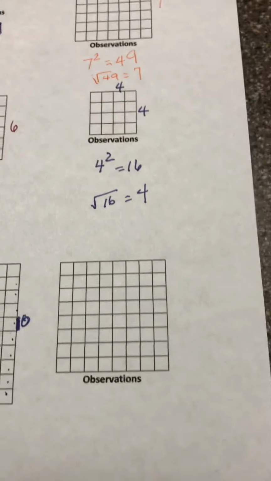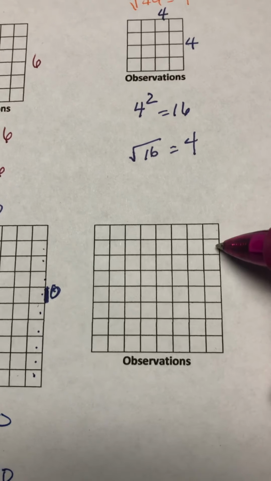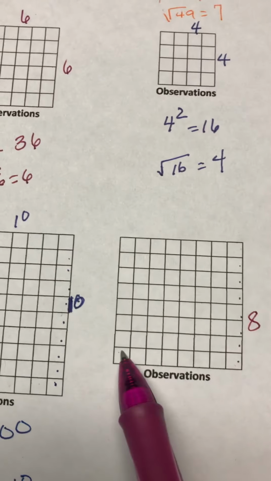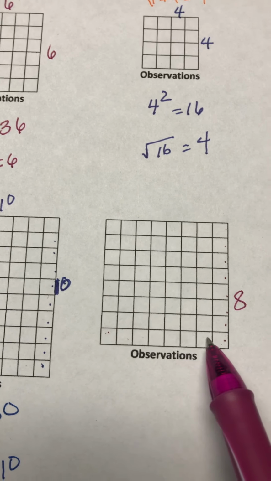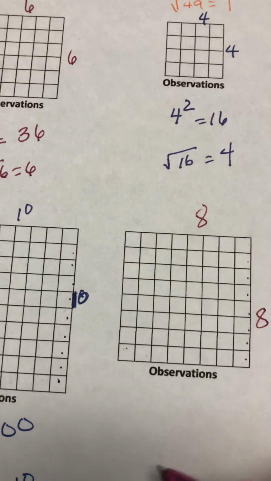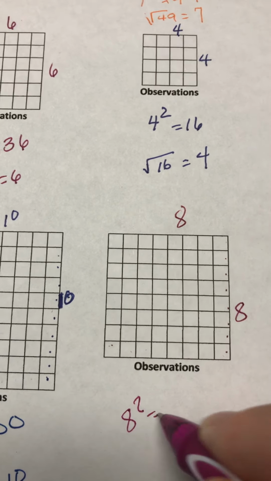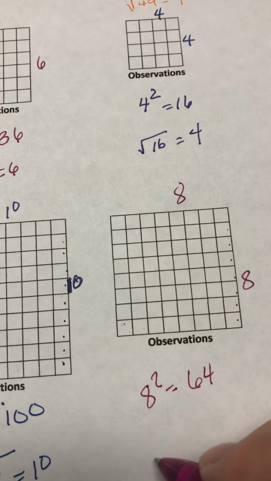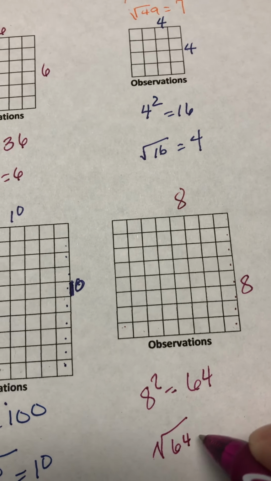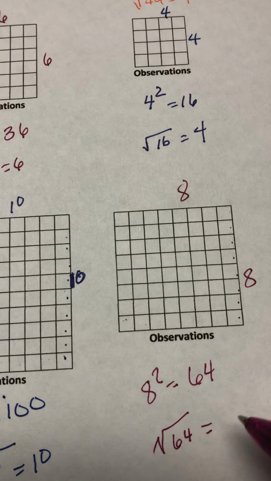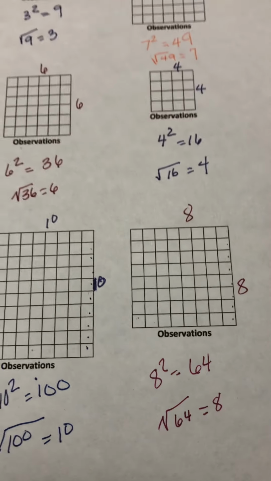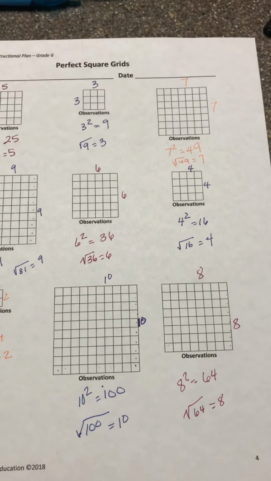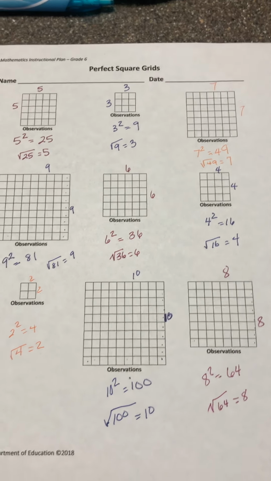And our last example: 1, 2, 3, 4, 5, 6, 7, 8. So that's 8 squared, which is 64. So you have 64 square units. The square root of 64 is 8. So I hope you got a little bit out of this explanation of perfect squares and square roots.